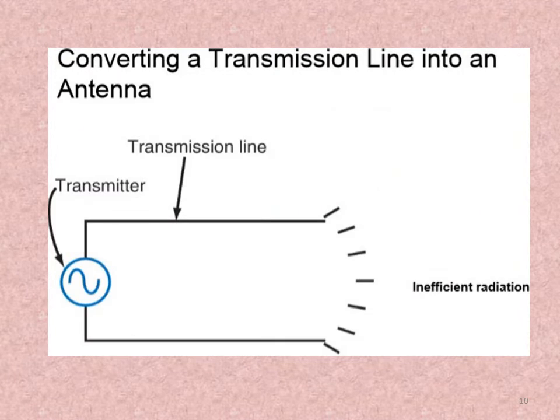Next we will see how a transmission line is converted into an antenna. If we have only a transmission line, that transmission line is insufficient to radiate the energy, right? So it will not radiate any electromagnetic energy. That means in a transmission line with only two wires, we will have only the transverse electromagnetic field in and around it; it will not be radiating. It will be there on the line, but it cannot be radiated.